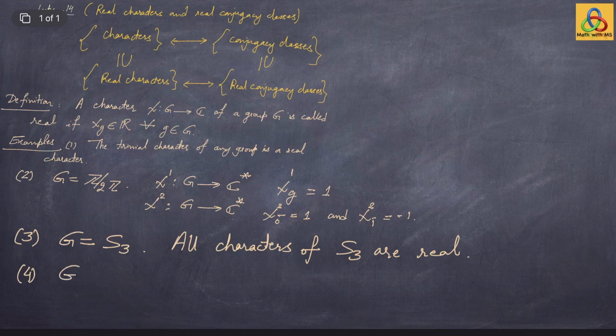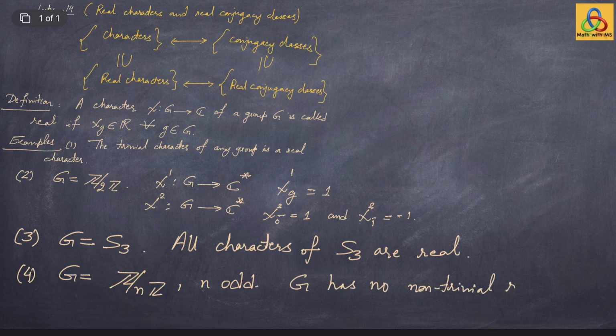Let's see another example. Take G to be the cyclic group of order n, where n is odd. Then we know that the cyclic group of order n has n irreducible characters, and they in fact map onto the nth roots of unity. Since n is odd, the only real root of unity is the trivial root of unity. So therefore, its only real character will be the trivial character. G has no non-trivial real character.